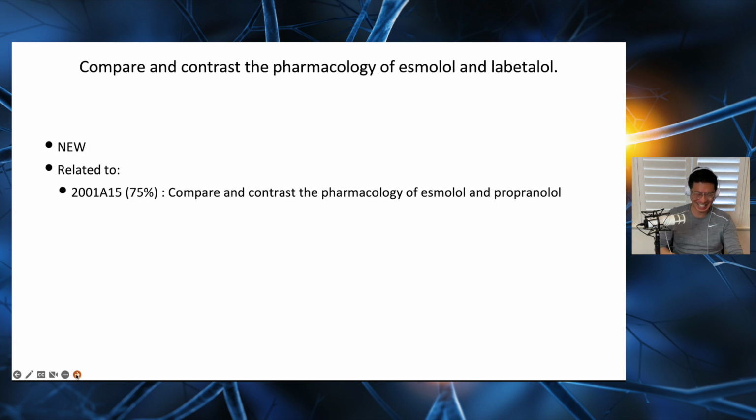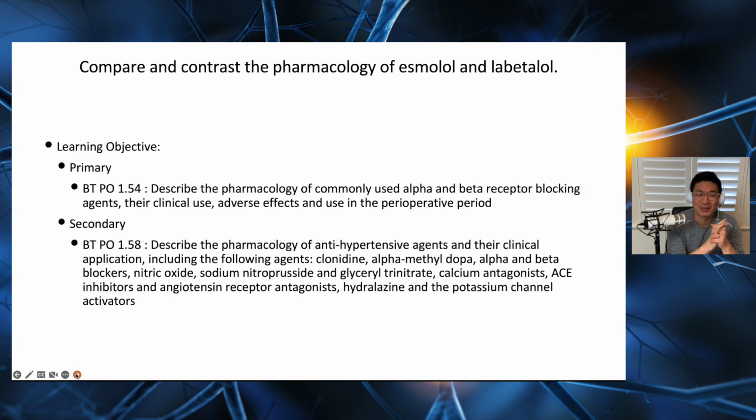That's right. All right, so we just got to go through the learning objectives. So look, the primary one is BTPO 1.54. Describe the pharmacology of commonly used alpha and beta receptor blocking agents, their clinical use, adverse effects, and use in the peri-op period. And the secondary objective is BTPO 1.58. Describe the pharmacology of antihypertensive agents and their clinical application, including the following agents: clonidine, alpha-methyl-dopa, alpha and beta blockers, which is your labetalol, nitric oxide, SNP, GTN, calcium antagonists, ACE inhibitors, angiotensin receptor antagonists, hydralazine, and potassium channel activators. Big one, big learning objective, but yeah, it's in there.